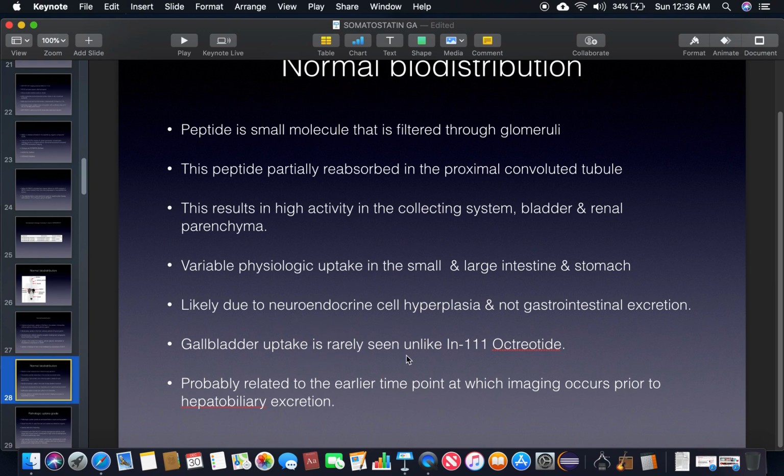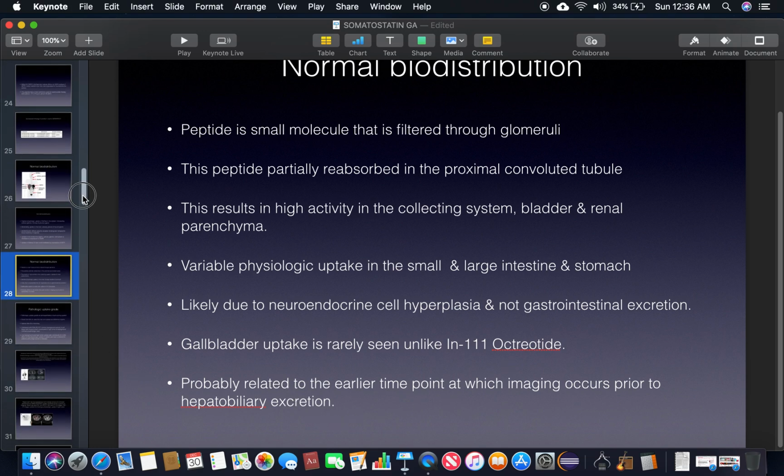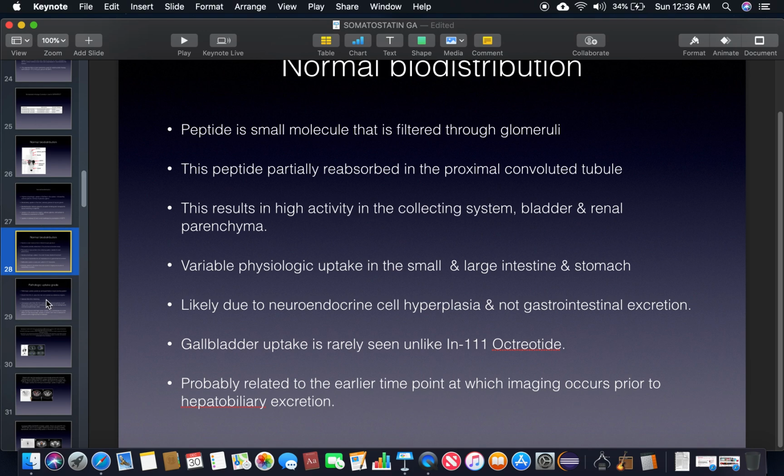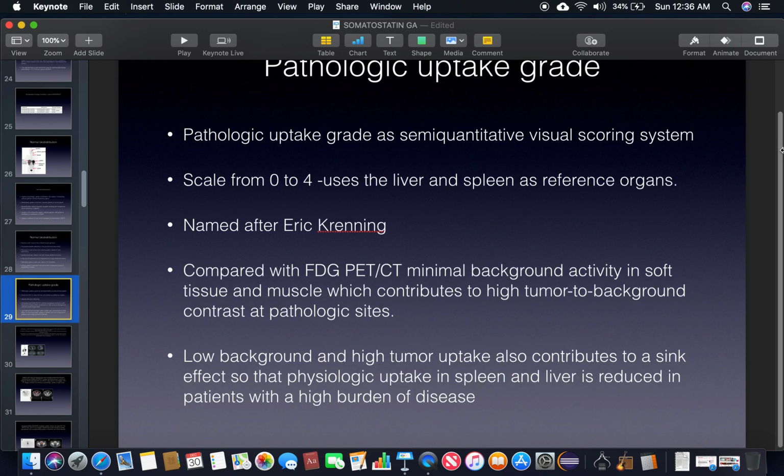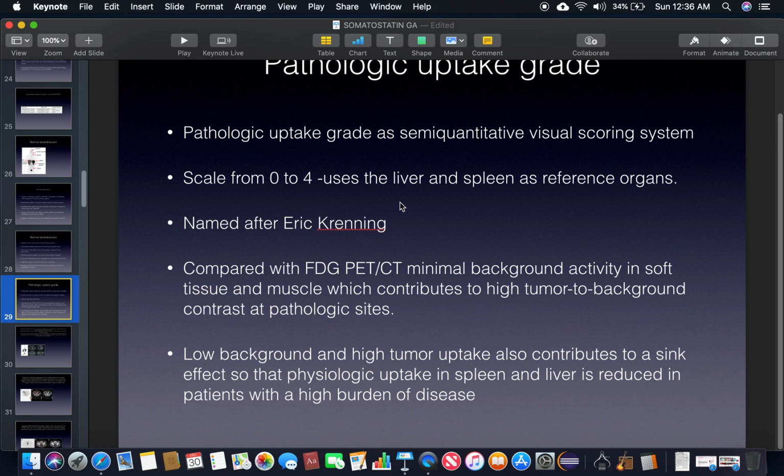Gallbladder activity is rarely seen, unlike in octreotide, and probably it is related to the earlier imaging, so there is no time for the hepatobiliary excretion to happen by that time. Pathologic uptake grading is based on a scale of 0 to 4, which is based on Krenning's. We use the liver and spleen as the reference organs.